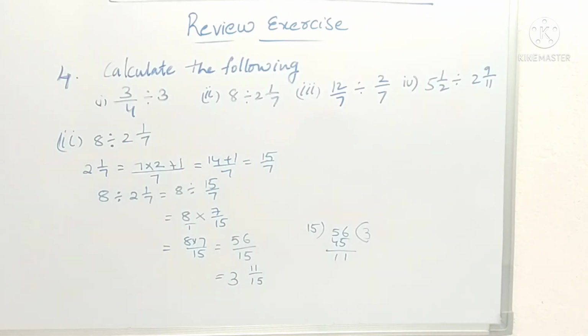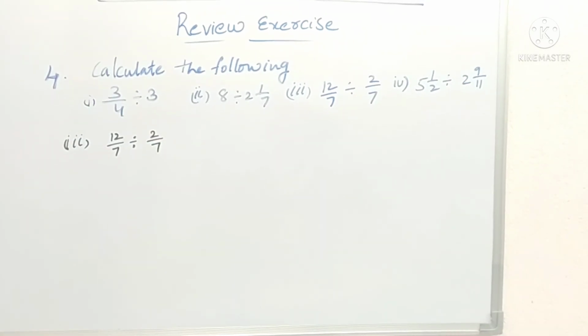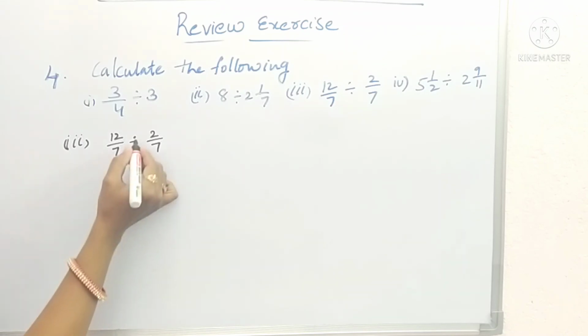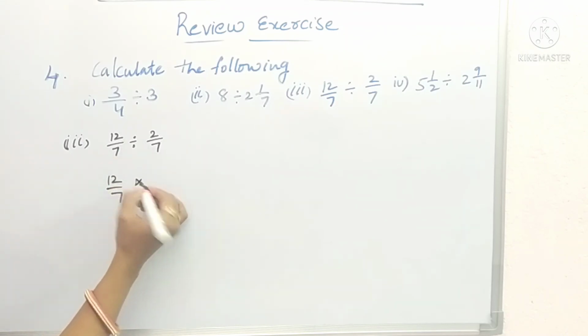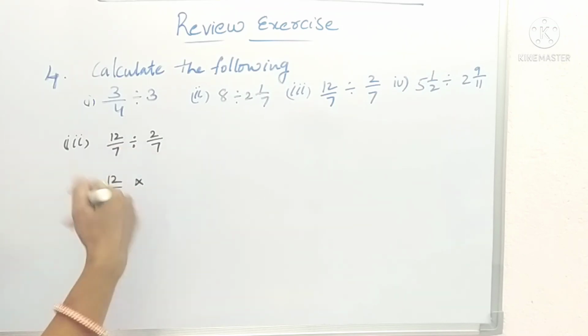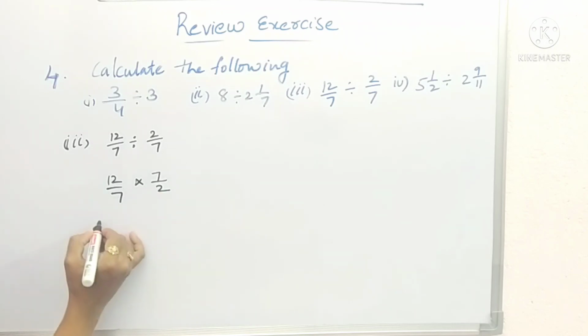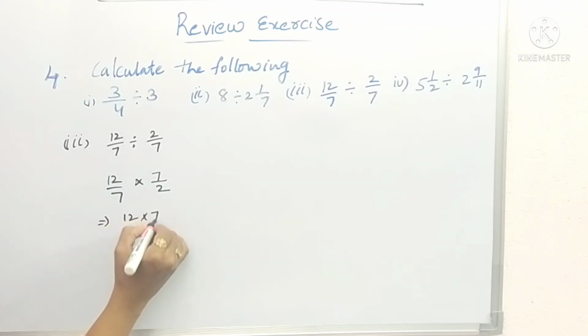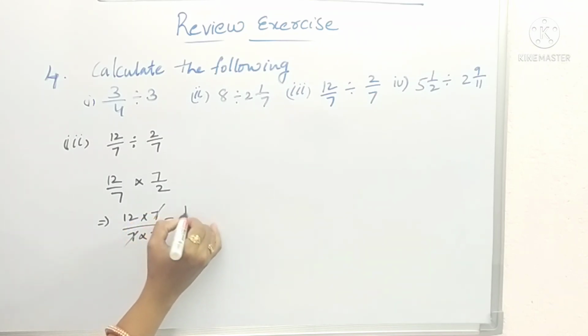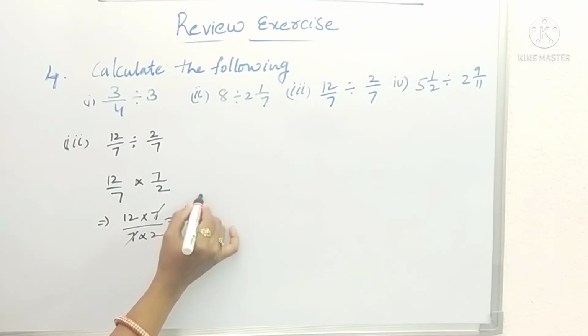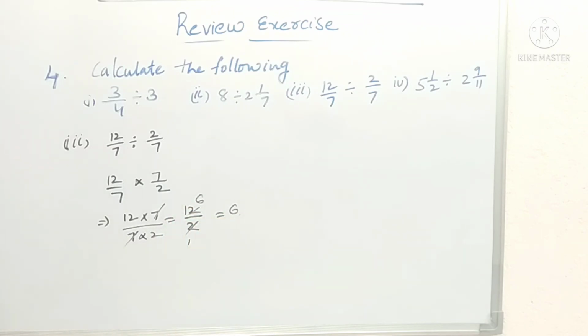And in our third one, both are fractions. So 12 by 7 divided by 2 by 7 is our third problem. So write this 12 by 7. This division becomes multiplication, and then this fraction will get reversed: 7 by 2. So 12 into 7 by 7 into 2. 7 7 get cancelled. So this is 12 by 2. 2 6s are 12. So the answer will be 6.